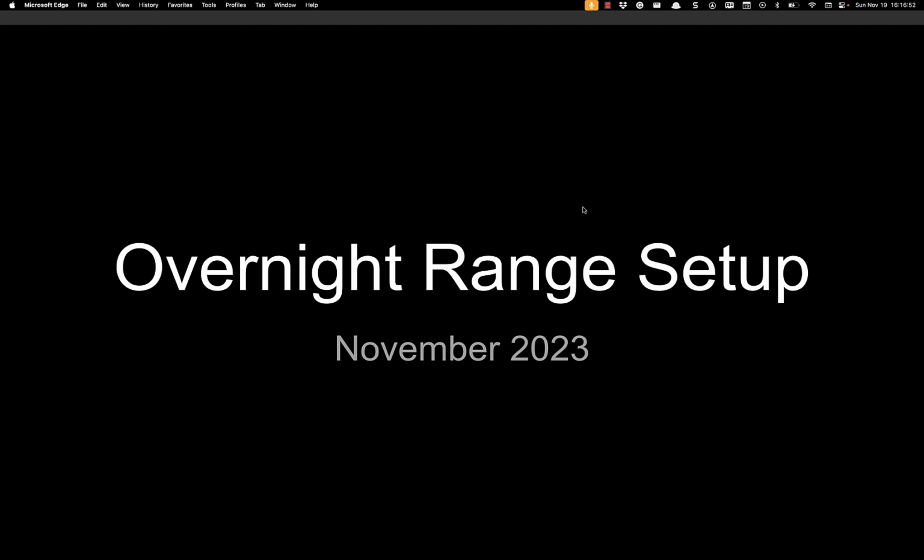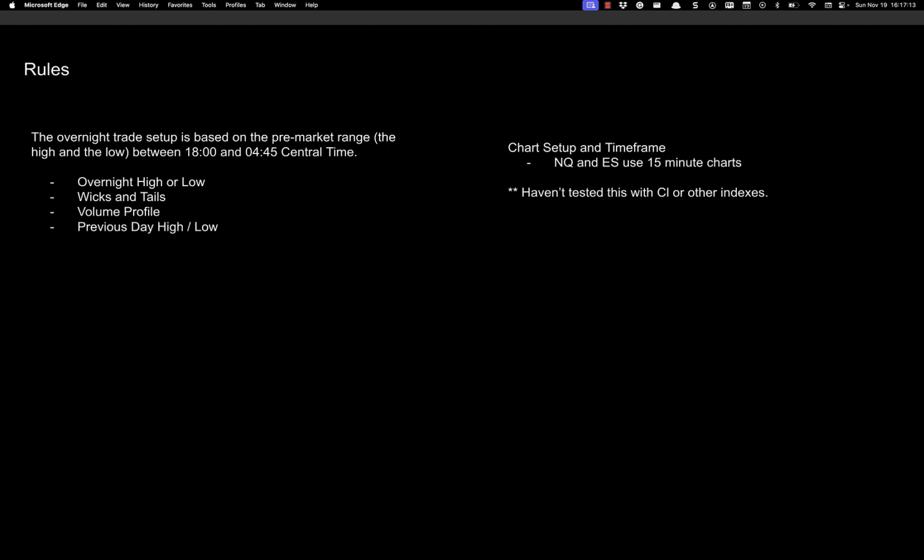I want to talk about my overnight range setup for the opening trade, the regular market open trade. I have been using this for the last month or so, and I'm using the overnight extremes of the market to determine if my opening trade should be a long or short. So I have some rules here.